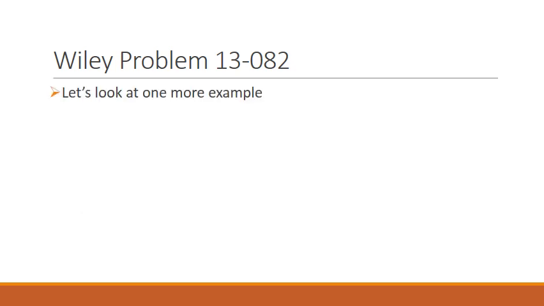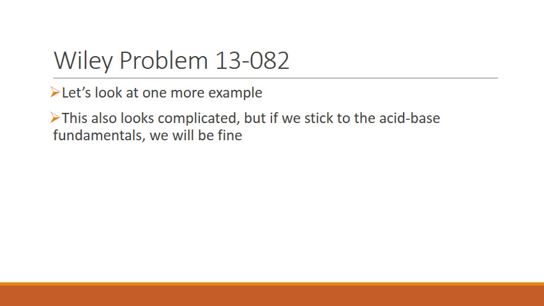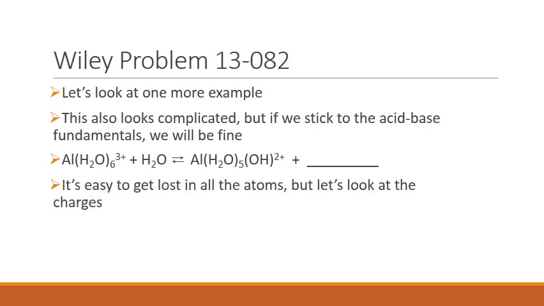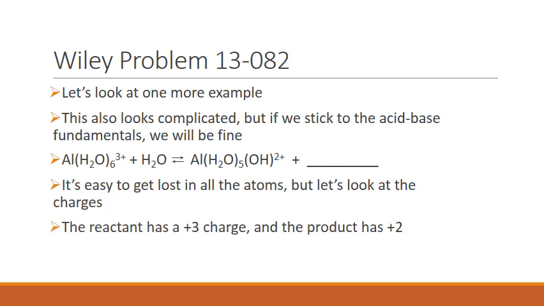Let's look at our final example. It looks complicated, but let's stick to our acid-base fundamentals and we'll be able to solve it. We have an aluminum hexaaqua complex ion plus water goes to aluminum with 5 waters and an OH and some other product. Boy, a lot of atoms there, easy to get lost, but let's focus on the charges. The reactant has a +3 charge. When it's a product, it has a +2 charge.